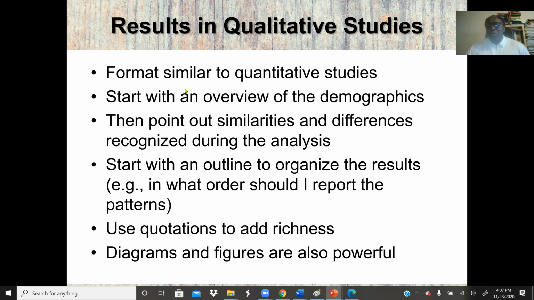So the format for qualitative and quantitative studies is similar. We should always start with an overview of the demographics, then point out the similarities and differences that we recognize during the analysis process. We can also start with an outline to organize the results. We can use a tabular form, graph, figures, etc. We can use quotations to add richness, and diagrams and figures are also very powerful.